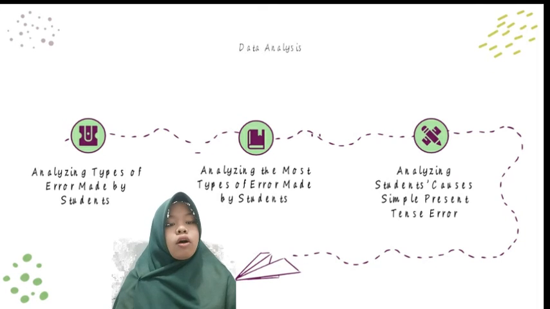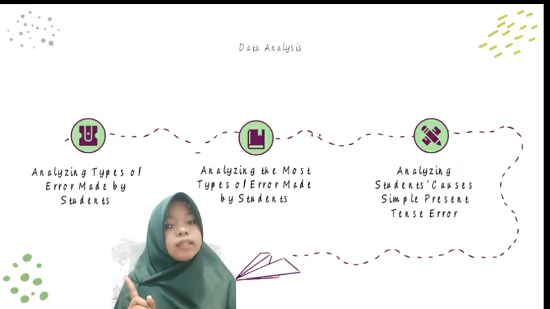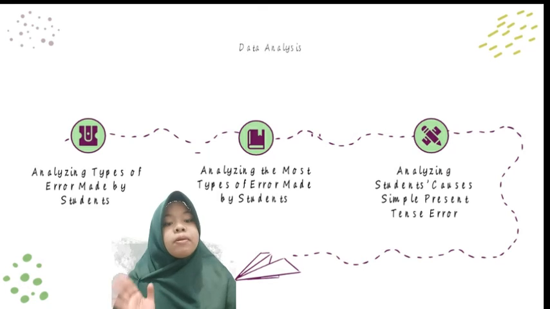And okay, the next is analyzing most type of error made by students. The next explanation about the error is used as the last step. And after identifying and describing the error, then I will identify which types are mostly done by students, with the following steps. The first is calculate the total of each student's simple present tense error. The second, calculate the total of all types of simple present tense error made by students. And the last is make a percentage.